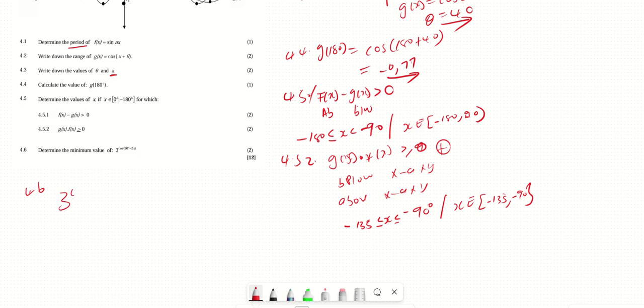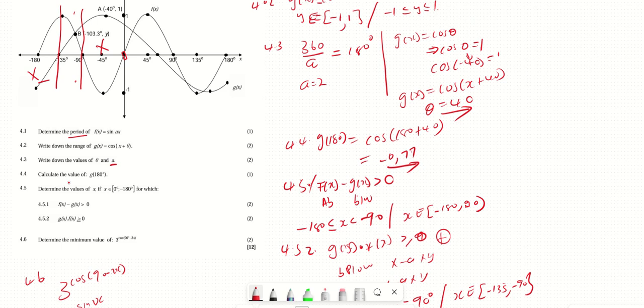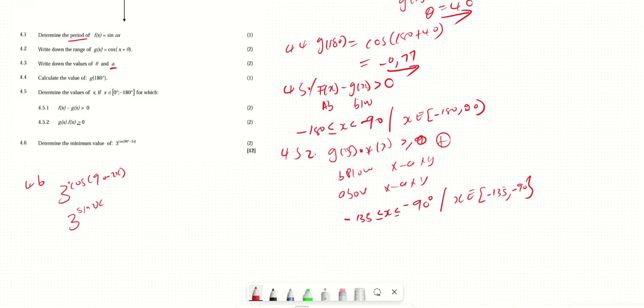So 4.6, determine the minimum value of this. It's given 3 cos(90 - 2x). You must know that this can happen after shifting or after reflection, but on the graph. So look at this, cos(90 - ...) is in the first quadrant, where cos is positive. So now sin 2x is the graph that we have. Let's pick the minimum value on the graph of f. The minimum value on the graph of f is here, which is negative. So this will be minimum where the graph is minimum. So it will be minimum at 1 over 3.